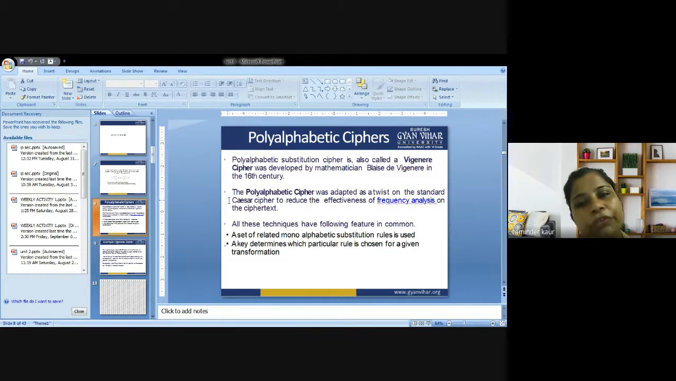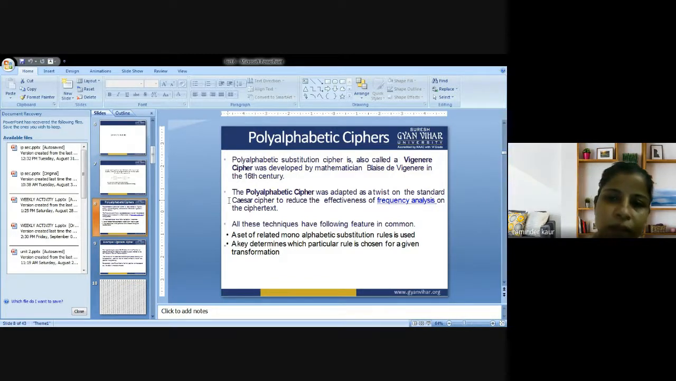It is a substitution cipher, and the example of a polyalphabetic cipher is the Vigenere cipher, which was developed by a mathematician in the 16th century. It was adapted as a twist on the standard Caesar cipher to reduce the effectiveness of frequency analysis on the ciphertext, because the Caesar cipher was limited to shift 3, shift 4, and it is very easy to guess the shift. So that is why the polyalphabetic cipher came into the picture.